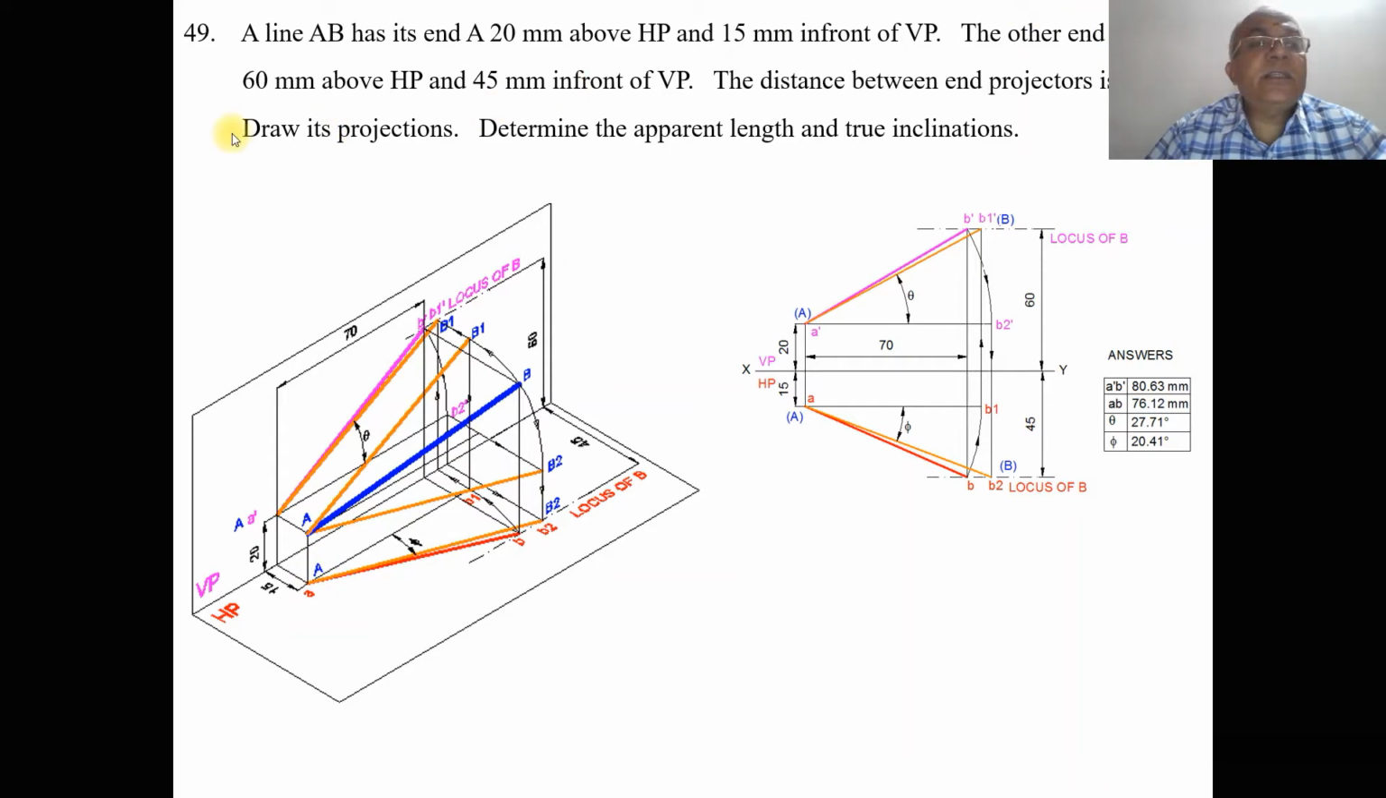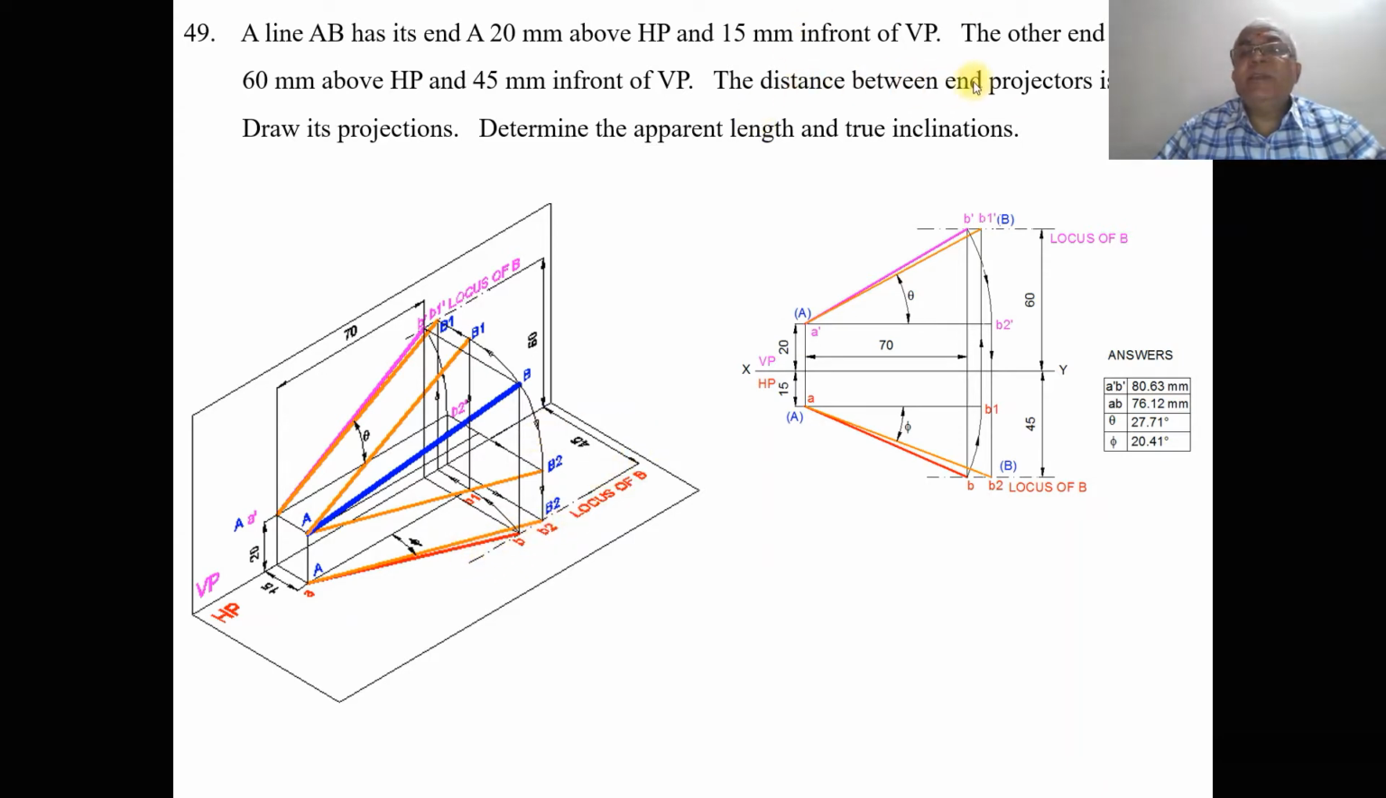The other end B is 60 mm above HP. So when you look from the front view, we can see the distance above HP of 60 mm. So then draw a locus of B in the front view. And 45 mm in front of VP. So when you look from the top view, I can see the distance in front of VP. When that distance is projected, it is going to fall on the horizontal plane. So this is going to be the locus of B in the top view.